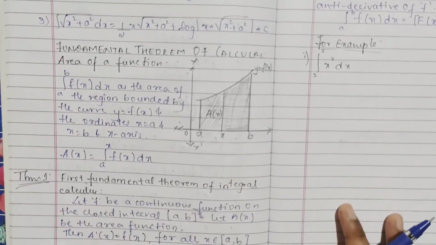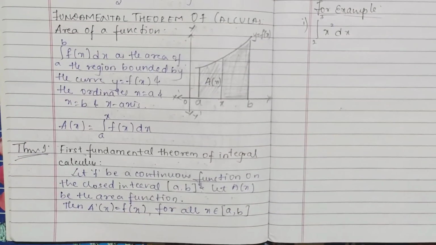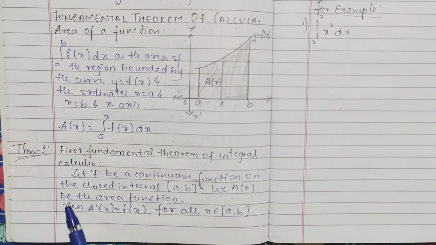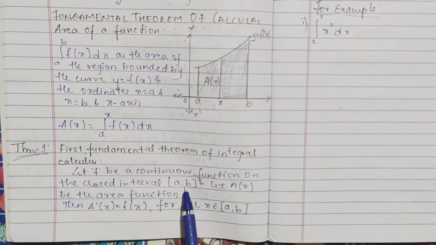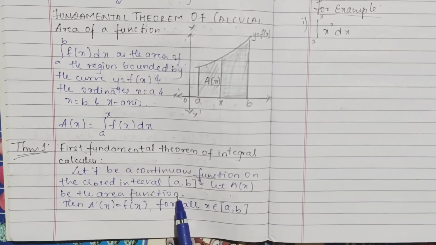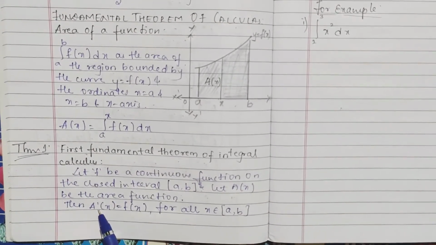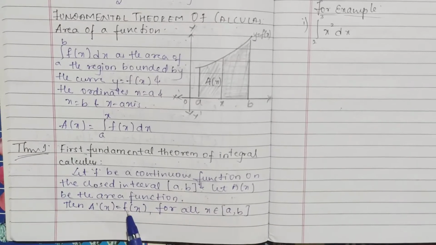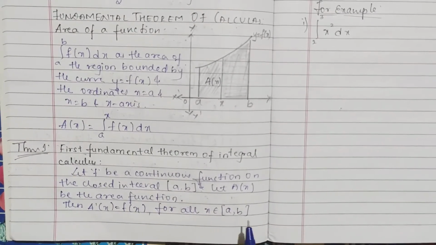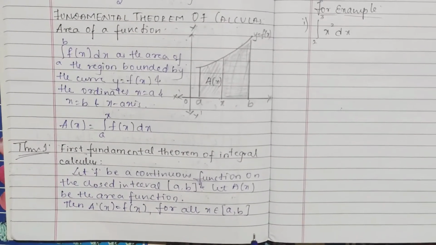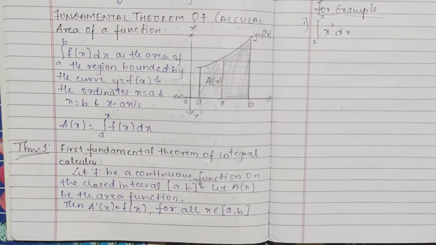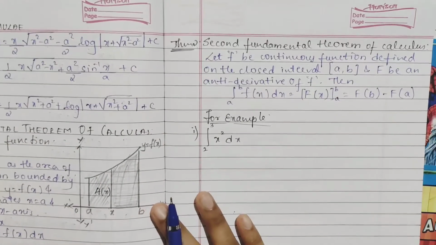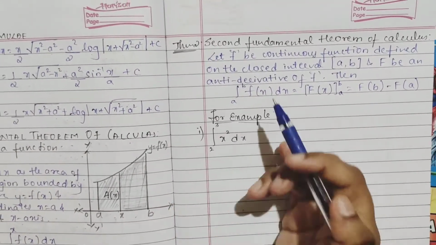Based on that you have the first fundamental theorem of integral calculus. It tells that f is a continuous function on the closed interval a to b, and A of x is the area function. Then its derivative, A dash of x, will be equal to f of x for all x belonging to the closed interval a to b. We will be using this theorem in our problems. This is a very important theorem and is used a lot.